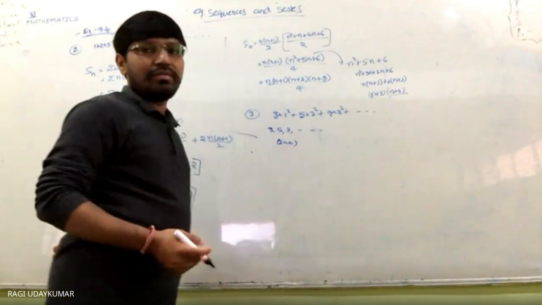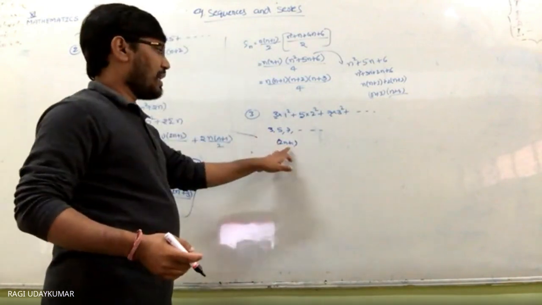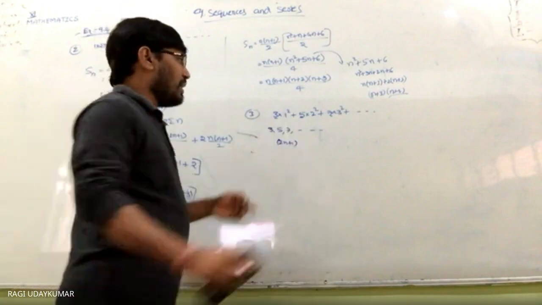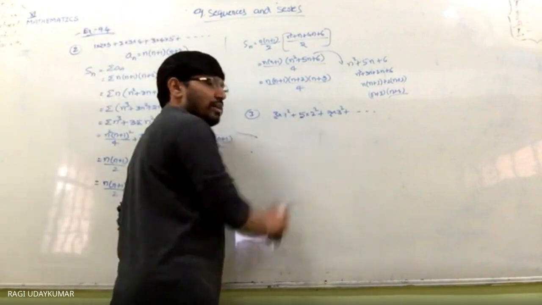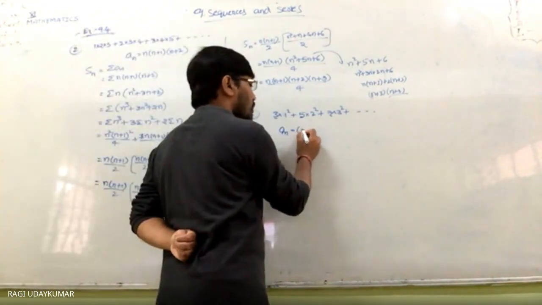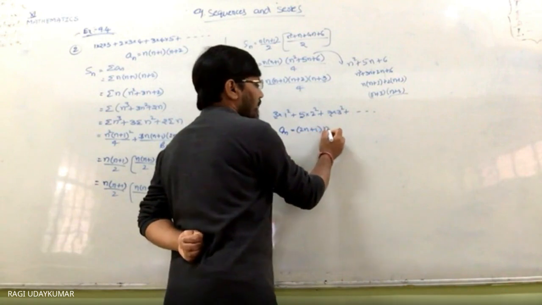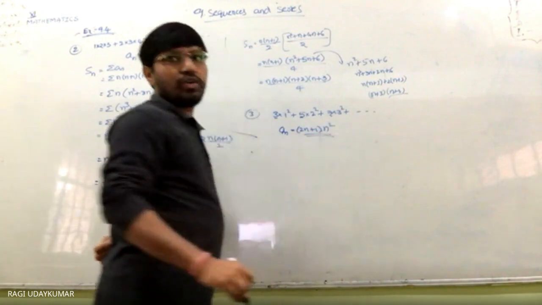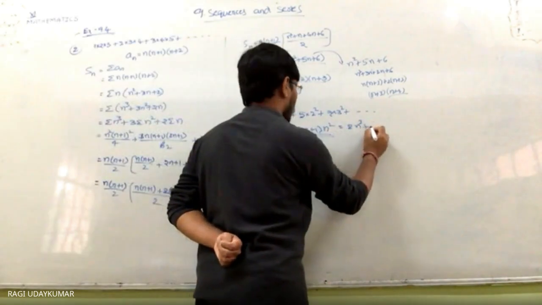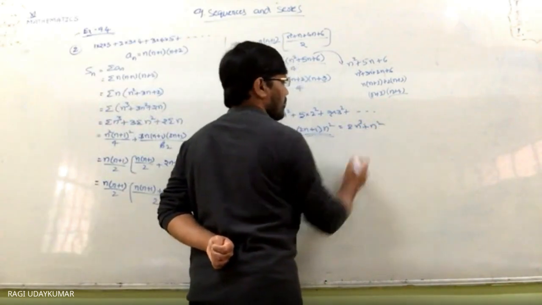This is the nth term. This means if you substitute 1, 3 comes; if you substitute 2, 5 comes; if you substitute 3, 7 comes. So individually, if you take the nth term, you are going to get 2n plus 1. So the nth term a_n is equal to (2n plus 1) into n square. Expand this: (2n plus 1) into n square. So what do you get here? 2n cube plus n square.